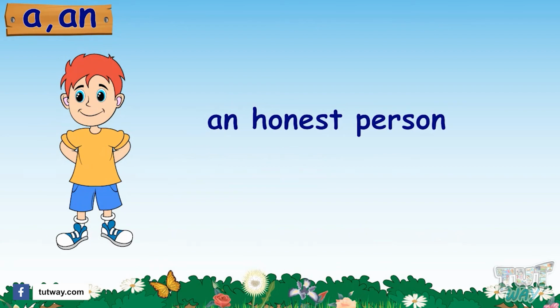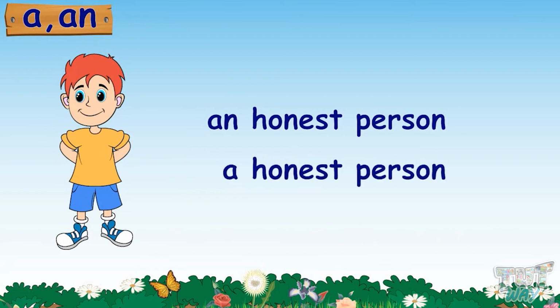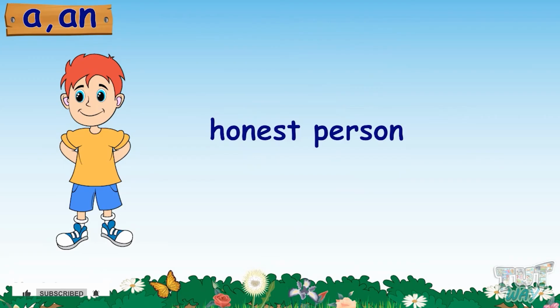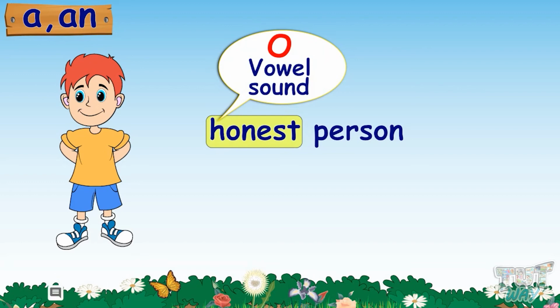Here is another such example. What will you use with honest? A or an? Will it be a honest person or an honest person? Honest starts with the letter H, but the first sound of the word is that of the vowel O. Remember, if a singular naming word starts with the sound of a vowel and not necessarily with a vowel, we will use an before it.